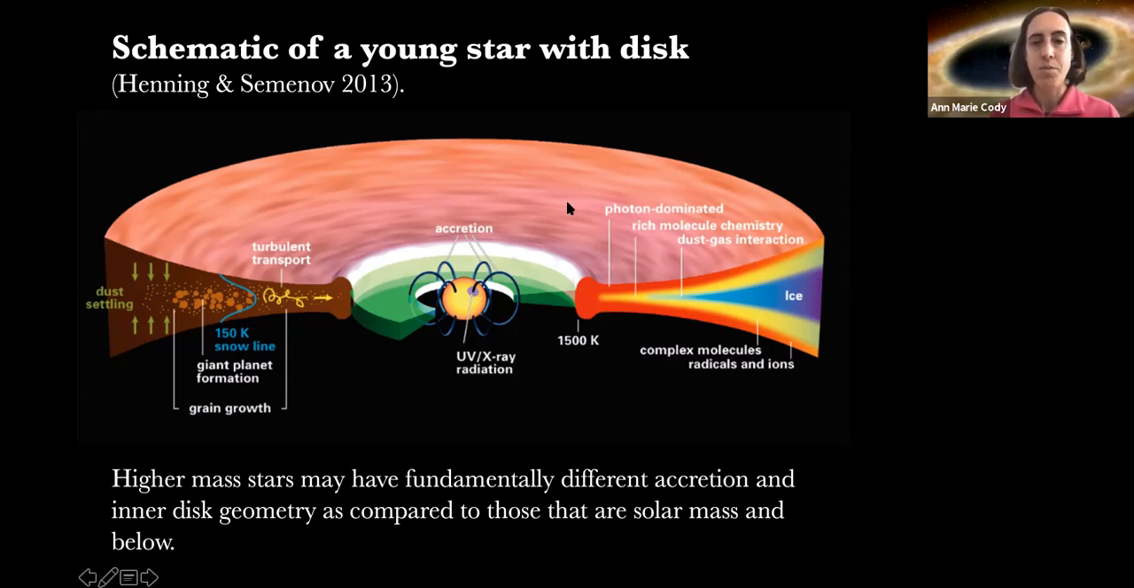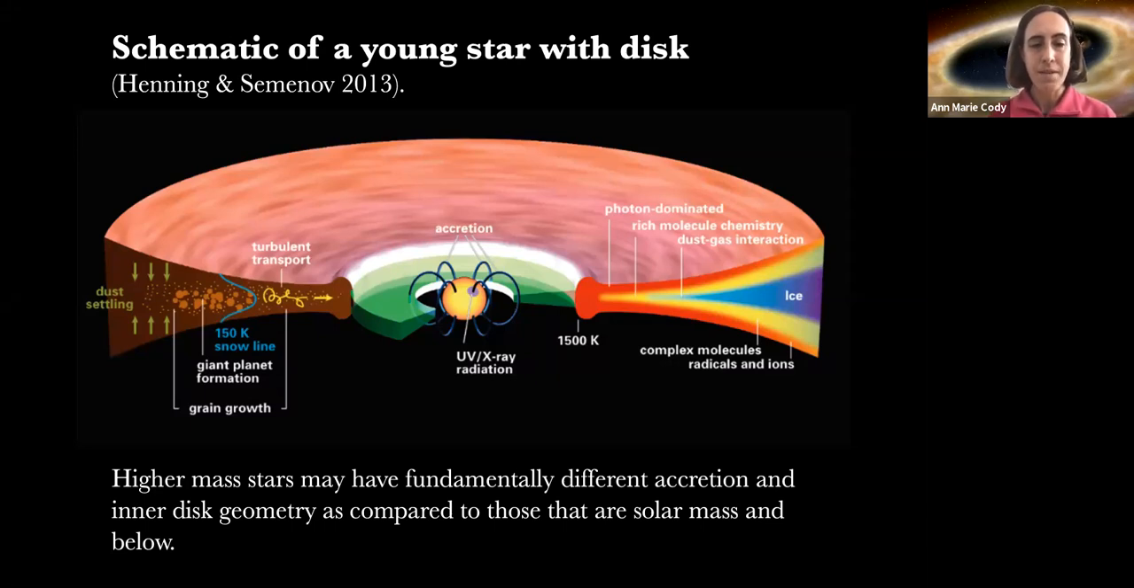Within this circumstellar disk, we think that planets may be forming, and therefore the end stages of star formation and the beginning of planet formation are intimately linked. You can see at left some of the processes which may be leading to planet formation in these types of disks.